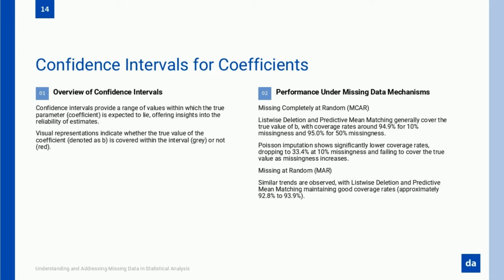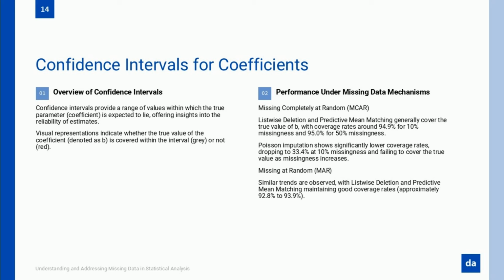Confidence intervals are the lens through which we assess our imputation methods. For MCAR and MAR, listwise deletion and PMM demonstrate why they're the gold standard, ensuring that the true value of B is covered most of the time. As for Poisson imputation, it's clear that the method has confidence issues of its own.